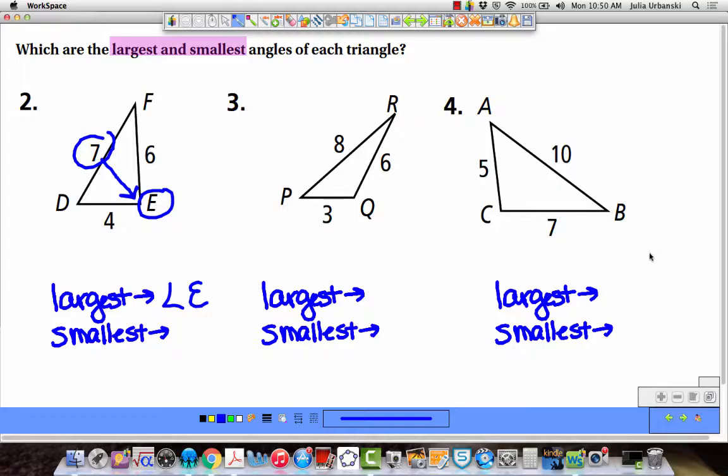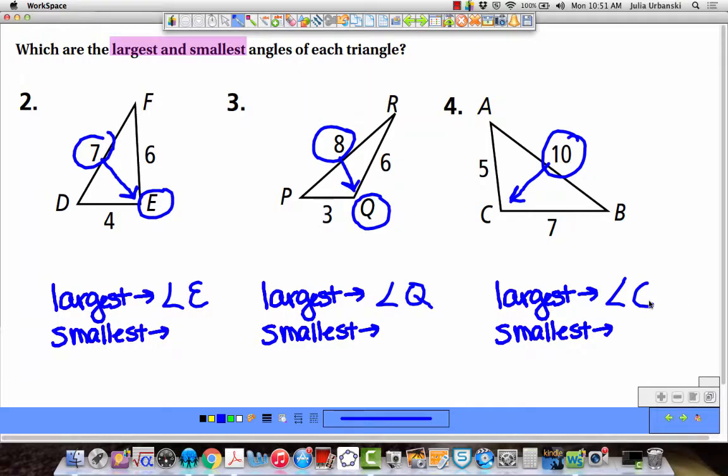Let's do all the largest ones right now. Look at number 2. What would the largest side be? The largest side is 8. So you go directly across from that and you find angle Q. Angle Q is the biggest angle. This is hard. Find the biggest side and look directly across from it. Number 4. Just go ahead and tell me what the biggest angle would be. C. Good. Because since 10 is bigger, the biggest angle is directly across from it.